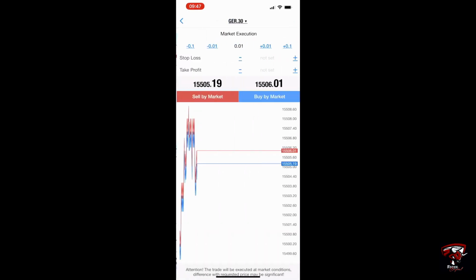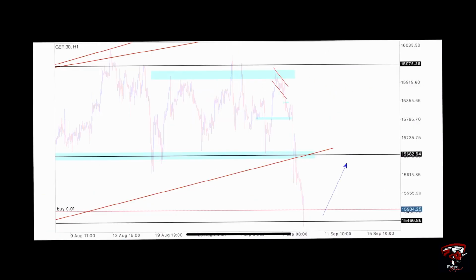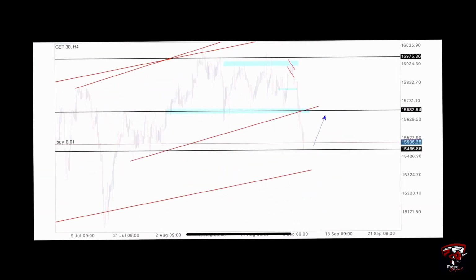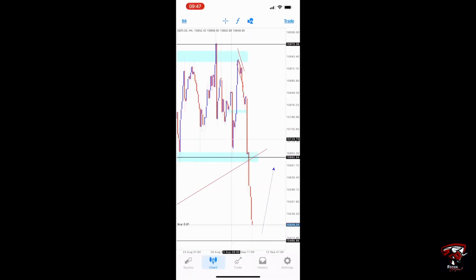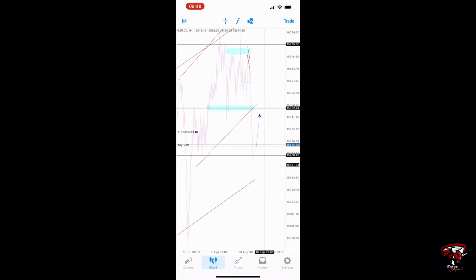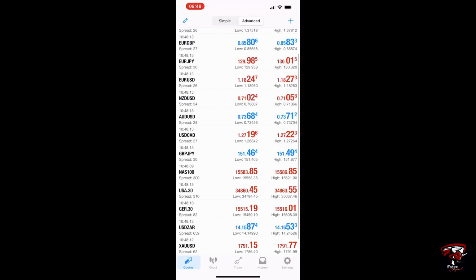Lot size 0.01 Gem30, guys. You know the vibes, man. That's how it is, guys. And currently that is only the risk I'm applying on this account. Proper risk management all the way. And we're done with Gem30 now.